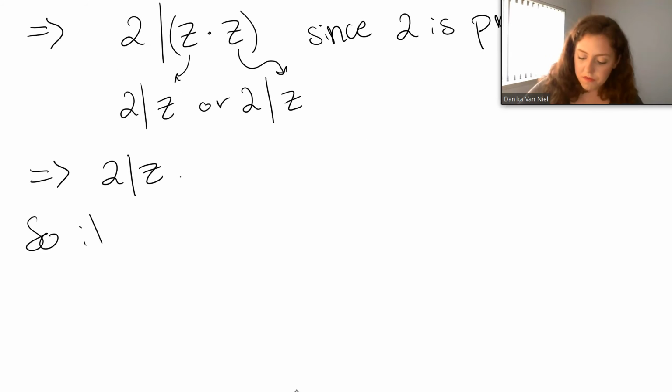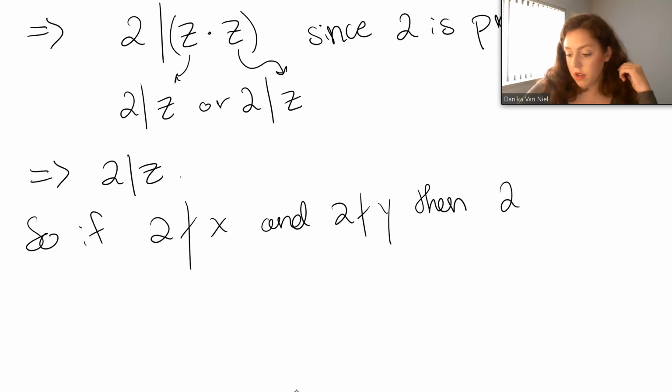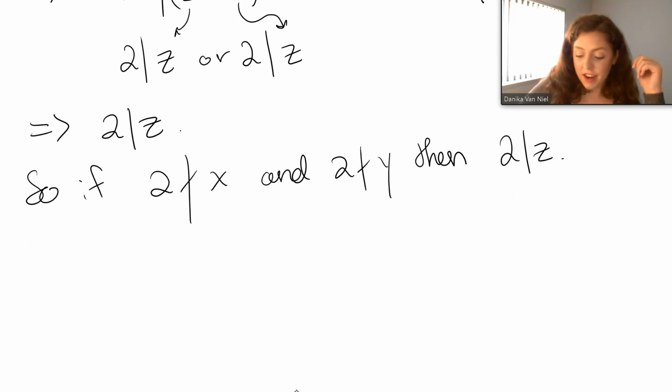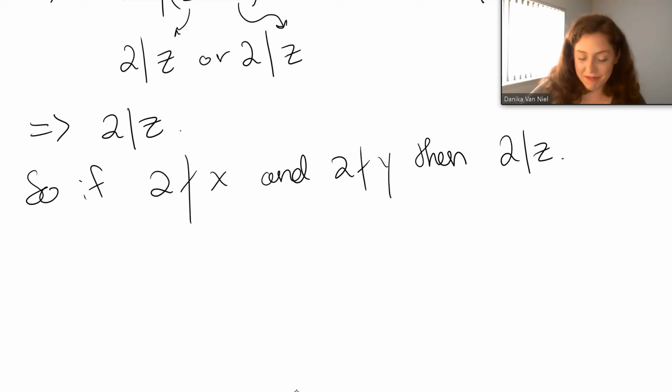So if 2 does not divide, remember that's what this symbol means, x, and 2 does not divide y, then 2 divides z. Well, do we have to keep going? Actually, we don't, because if 2 divides x, we're done. If 2 divides y, we're done. And if 2 doesn't divide x or y, we're done, because 2 divides z. Okay, so it's actually pretty cool.